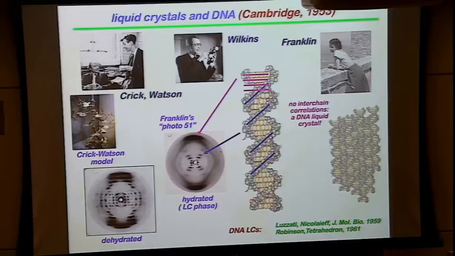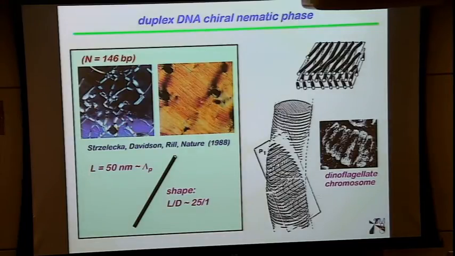Okay, so since that time, it was known that DNA forms liquid crystals. There are even some organisms that have this oligocrystal structure in vivo, but basically you have nematic phases. So this is a solution of 50 nanometer long DNA, about 150 base pairs. Again, this is almost a rigid rod because of the stiffness of that chain. So this is basically a packing of these rods.